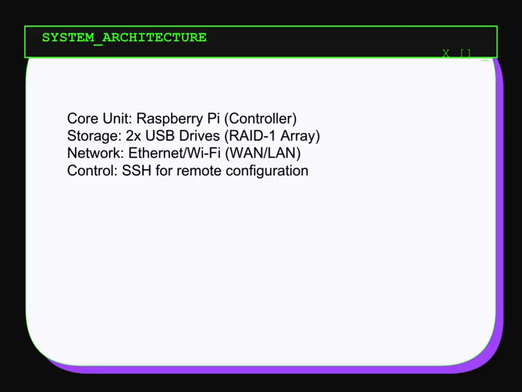Now, talking about the system architecture, at the center of the system was the Raspberry Pi, which acted as the controller and main processing unit. Two USB drives plug into the Pi and form the RAID 1 mirrored array. Networking is handled through Ethernet or Wi-Fi depending on the situation. Management is primarily done through SSH, which allows secure remote access.